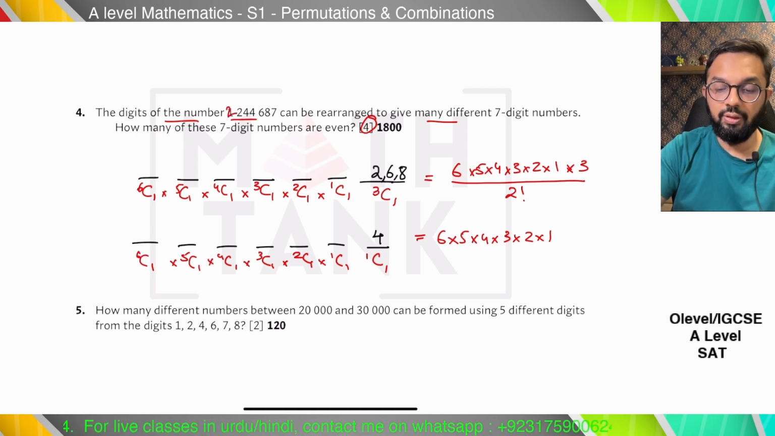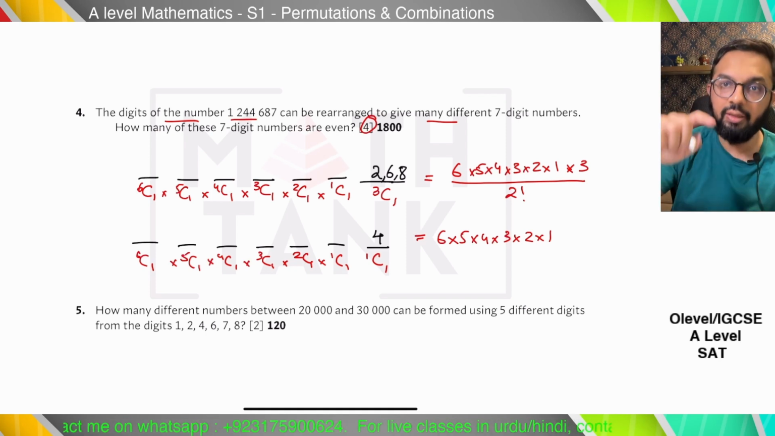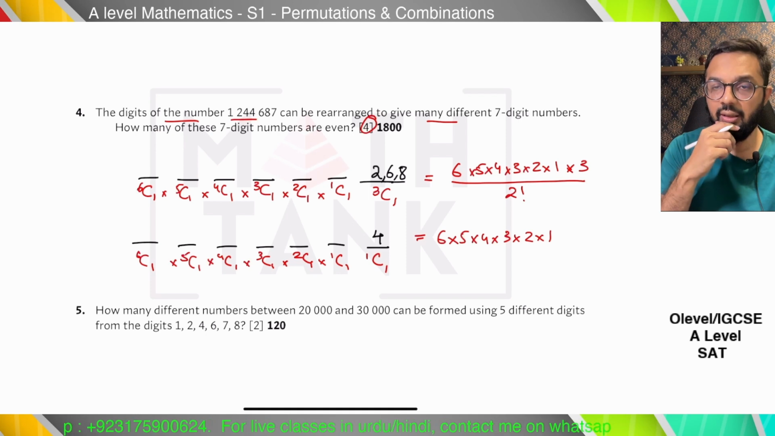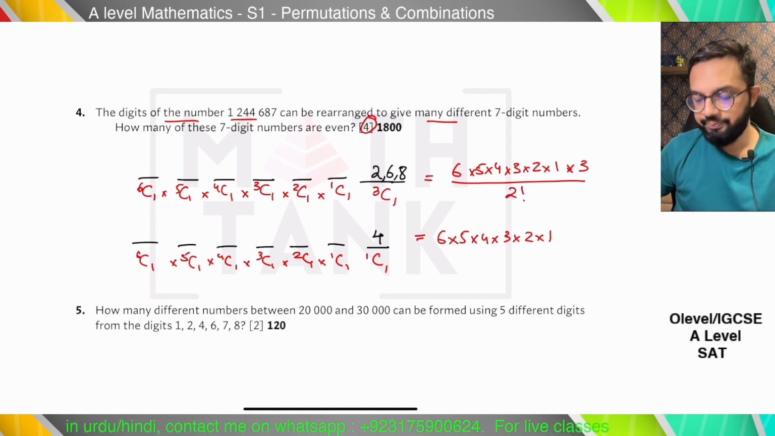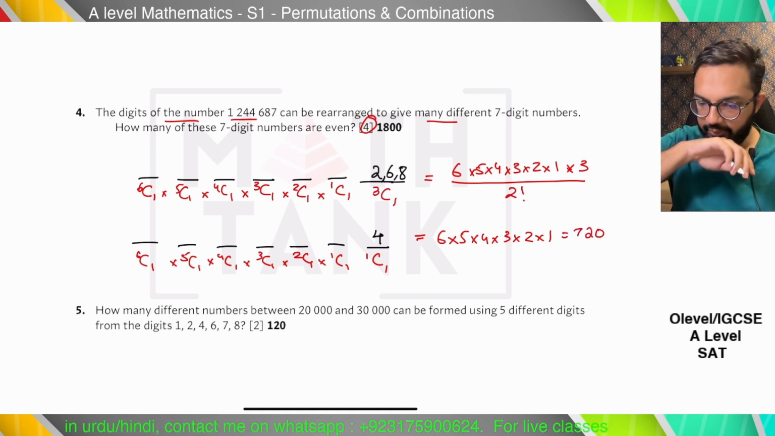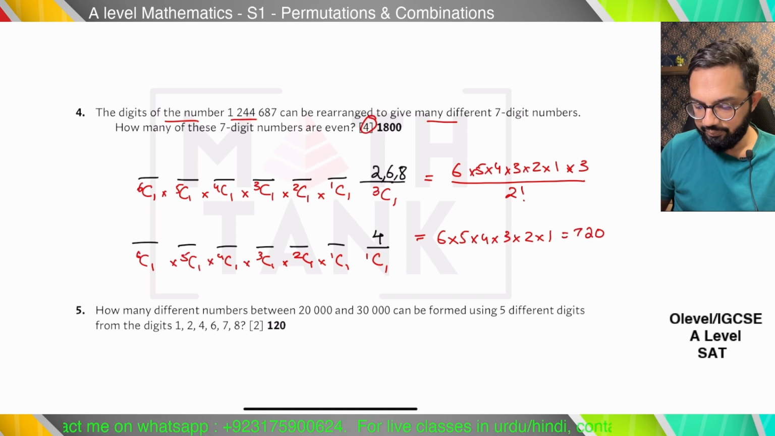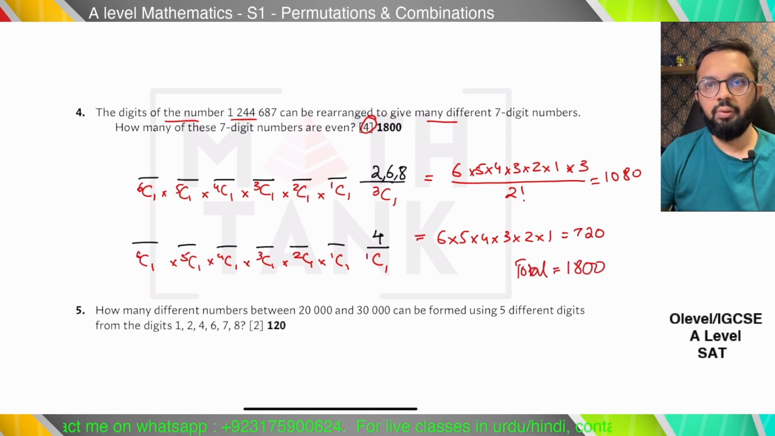Let's say there were two 4s instead of one 4. So you would have to first fix 2 at the end, then fix 4 at the end, and solve like the ones like I have in this case. You will then have multiple cases. Okay, so 6 into 5 into 4 into 3 into 2 into 1 gives me 720 here. And it gives me 1080 here. So total becomes 1800.